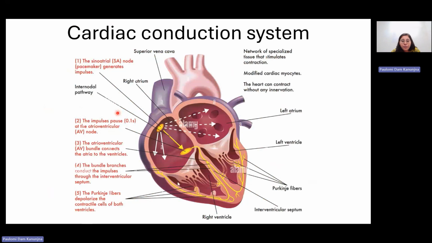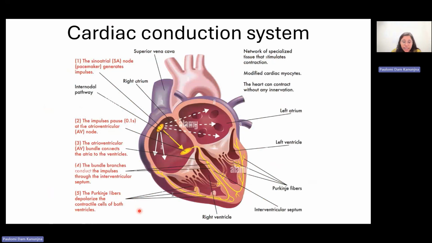Okay, so in this regard, there are some terms that you should remember. For example, the SA node or sinoatrial node, then the AV node or atrioventricular node, then the bundle of His, then the bundle branches, and then the Purkinje fibers. Now let me tell you what each of these does.